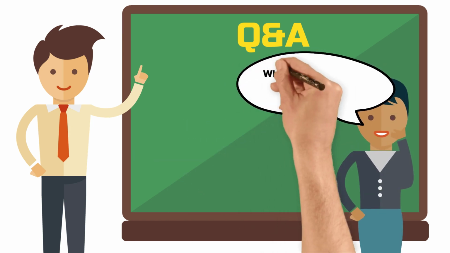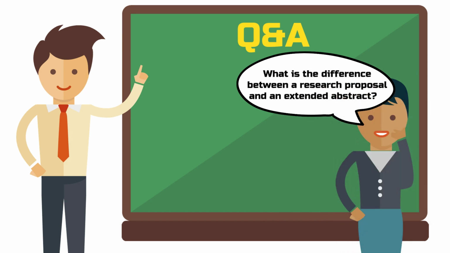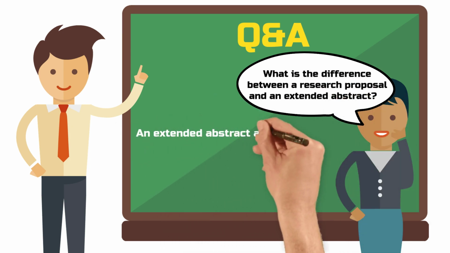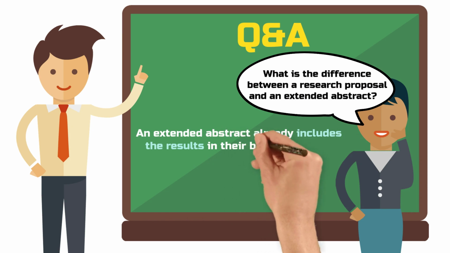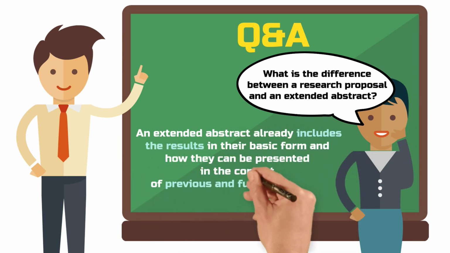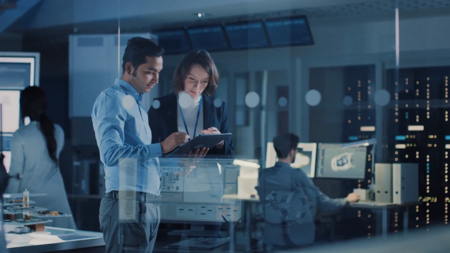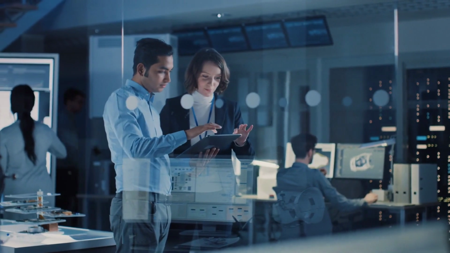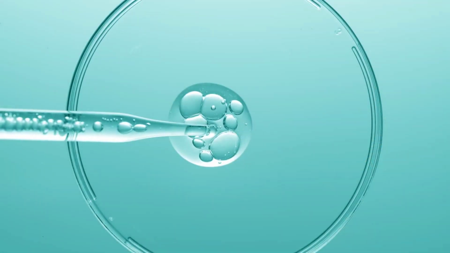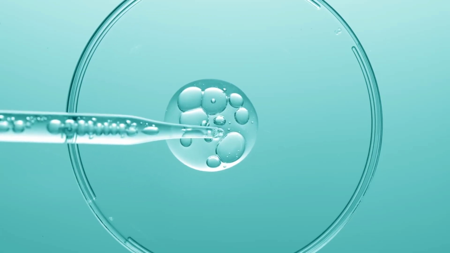What is the difference between a research proposal and an extended abstract? An extended abstract already includes the results in their basic form and how they can be presented in the context of previous and future research. This means that such an abstract is written most of the time when some of the research has already been conducted. A research proposal, in contrast, is written before the actual study takes place.